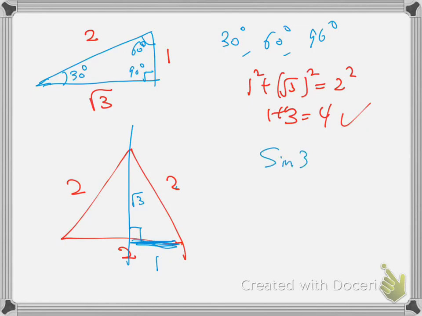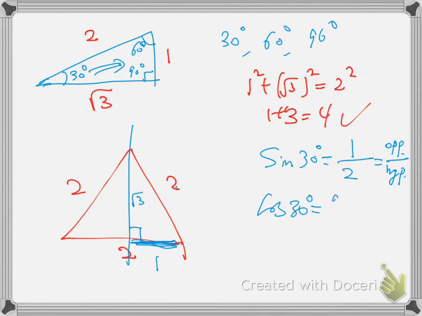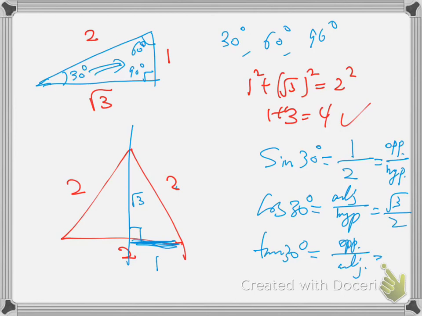Now what is sine 30 degree? You look at the 30 degree angle and then go to the opposite side, so 1 over hypotenuse 2. If you're not familiar with that, you can write down the definition: opposite over hypotenuse. What's cosine of 30? Adjacent over hypotenuse, so this is radical 3 over 2. What's tangent? Opposite of 30 over adjacent of 30, so this is 1 over radical 3. And when you look at 60, you will get a completely different answer.